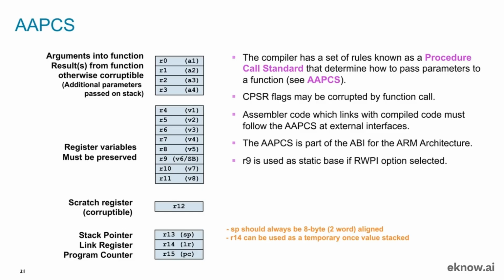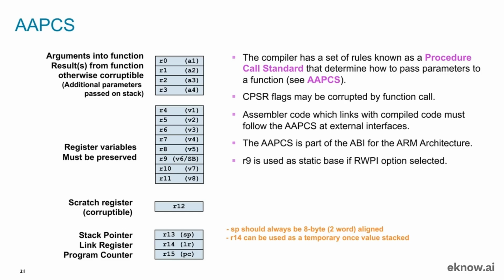Next are the register variables, which are registers R4 through R11. The rule for these is the exact opposite. They must be preserved. This means if a function you call wants to use register R7 for its own calculations, it has a responsibility. It must first save the original value of R7, usually by pushing it onto the stack, do its work, and then restore the original value before it returns. Because the callee does the saving, these are often called callee-saved registers.